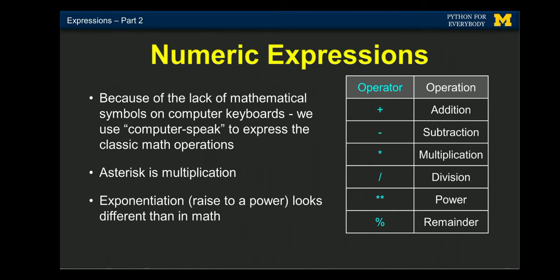Because of the lack of mathematical symbols on computer keyboards, we use computer speak to express the classical math operators or operations. Asterisk is multiplication. Exponential looks different than in maths, but it's a double star. The addition operator is plus. Subtraction is a hyphen. Multiplication is a star. Division is slash, and power is a double star in Python, which is specifically to be kept in mind. Remainder is the modulus operator, which we'll discuss later.